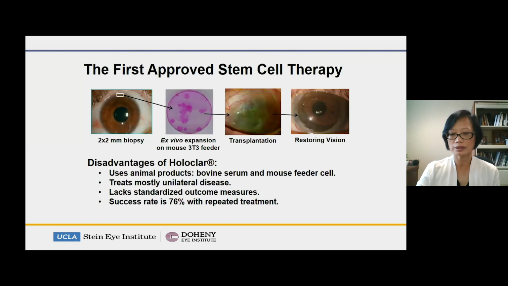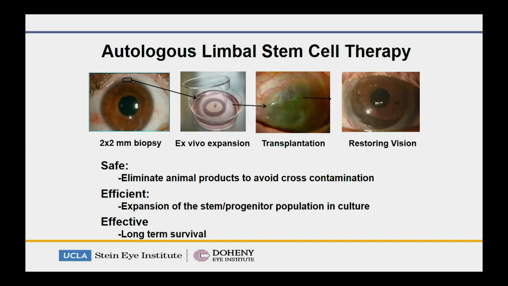So looking forward, we think that the therapy should be safe, which means that it should eliminate animal products to avoid cross-contamination. It should be efficient, which means that the expansion of the stem cell population in culture should allow for a higher success rate. And third, it should be very effective. That means a higher long-term survival of these transplanted cells.